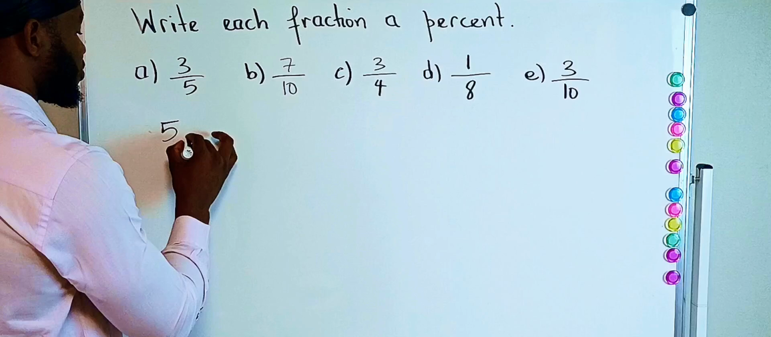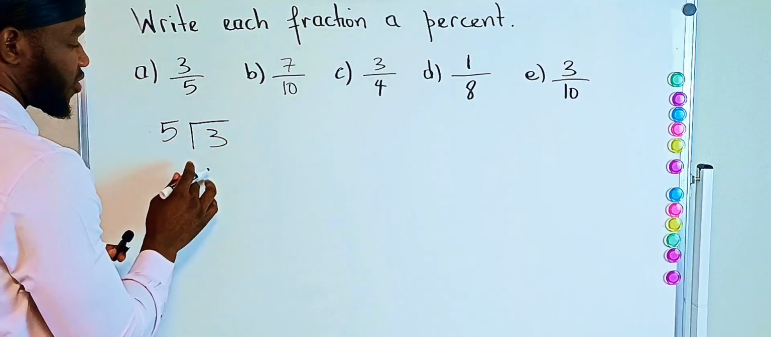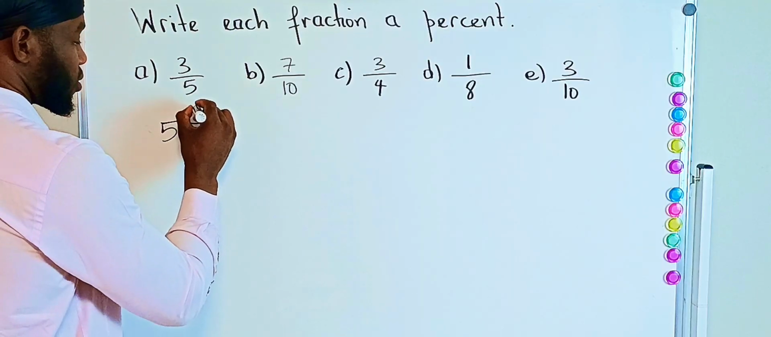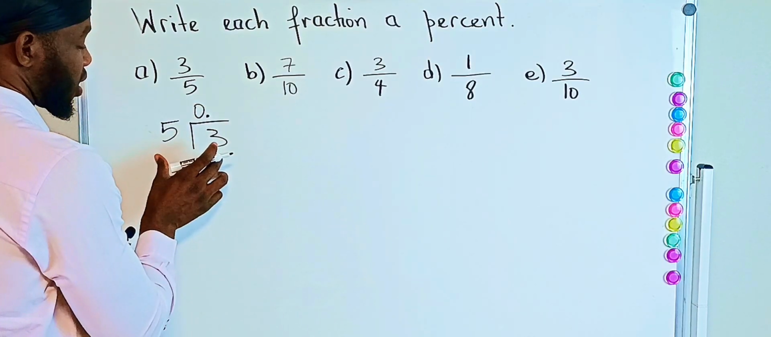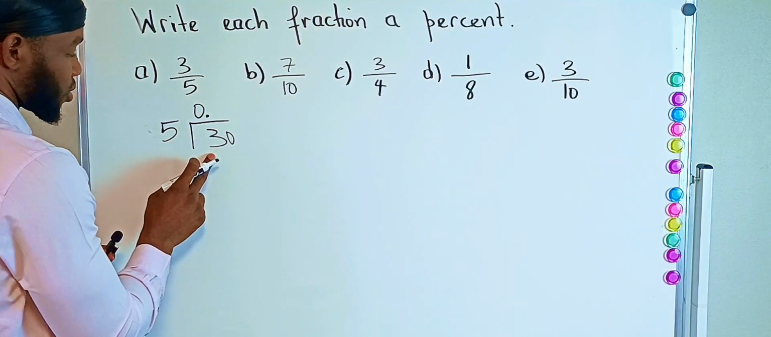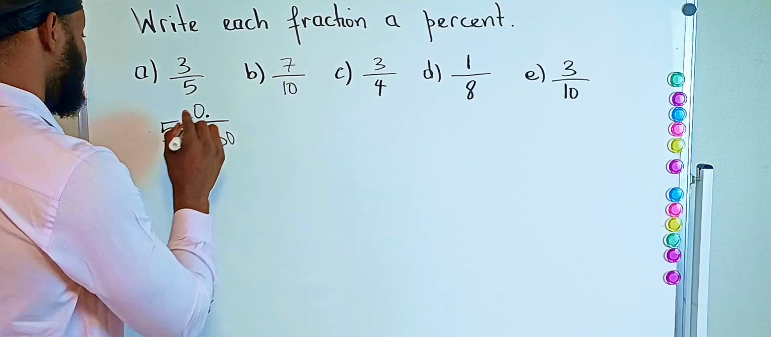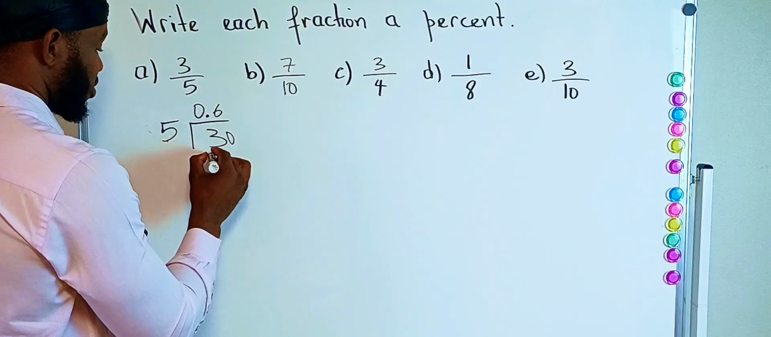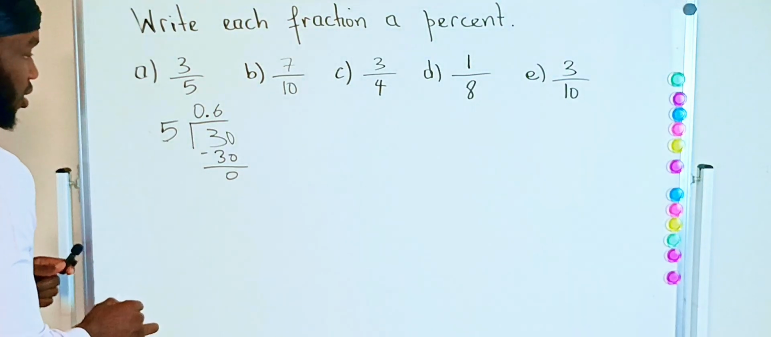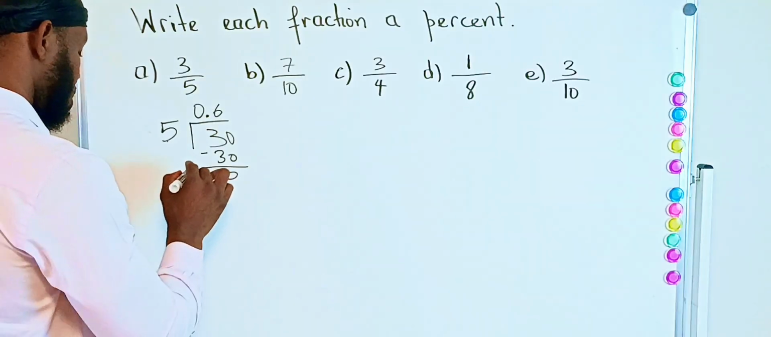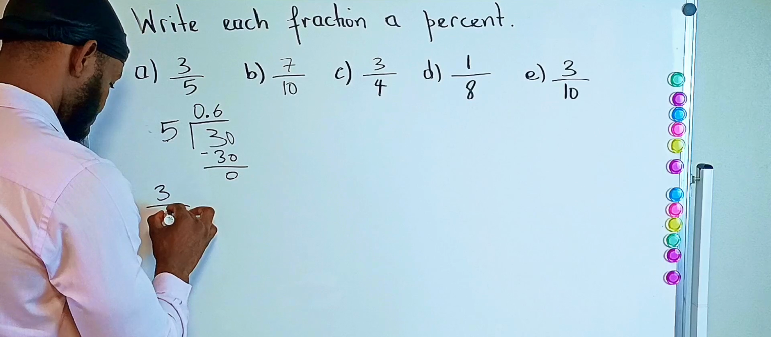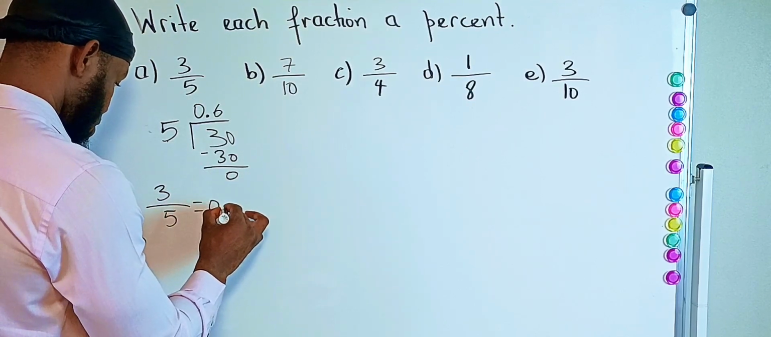That's gonna be like that. 3 divided by 5. In 3, how many sets of 5 can we do? We cannot do any. So right now we got this 0 over here that gives you 30, and in 30, how many sets of 5? 6. 6 times 5, 30. When you do subtraction, we got the remainder, which is 0. That means the decimal equivalent of that fraction is 0.6.